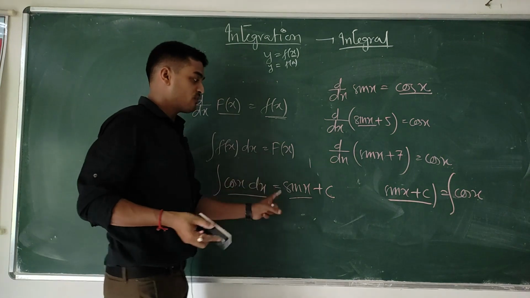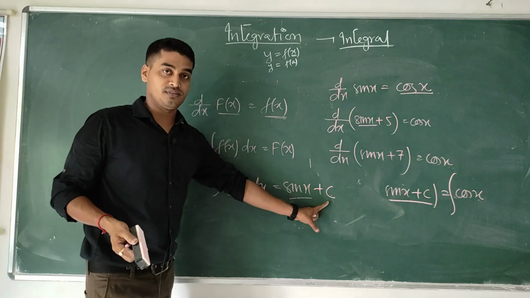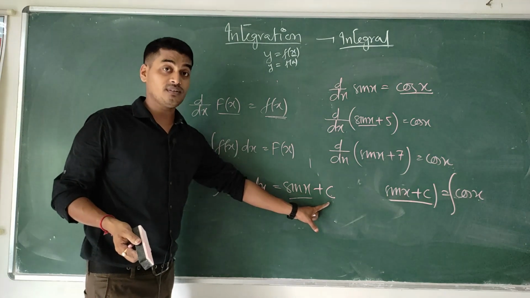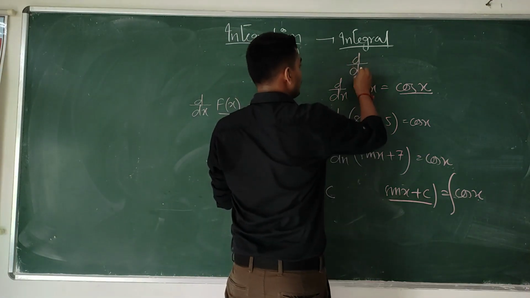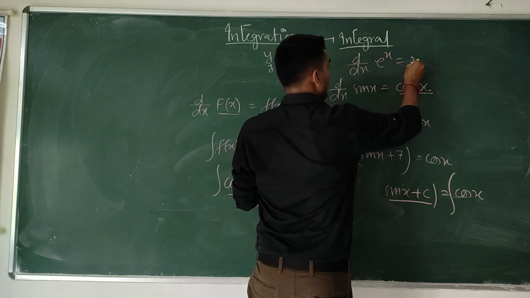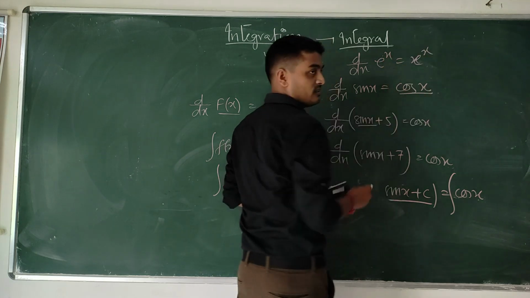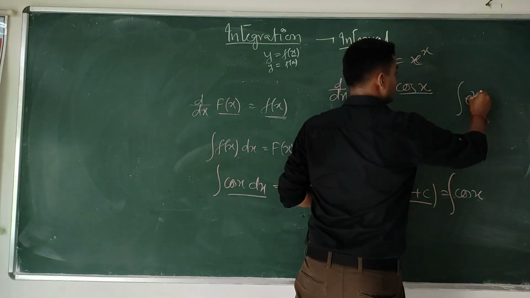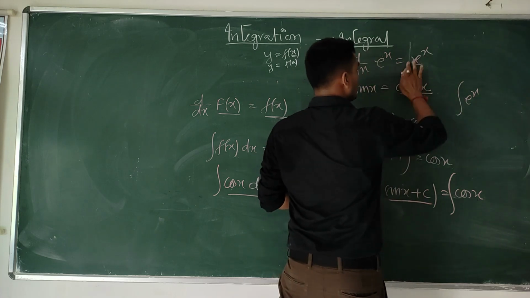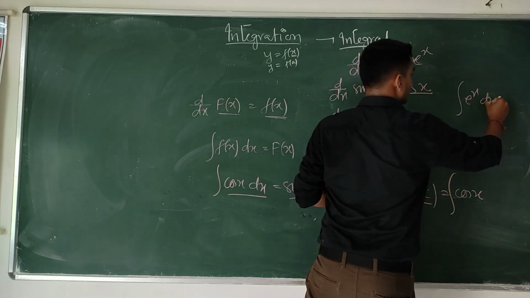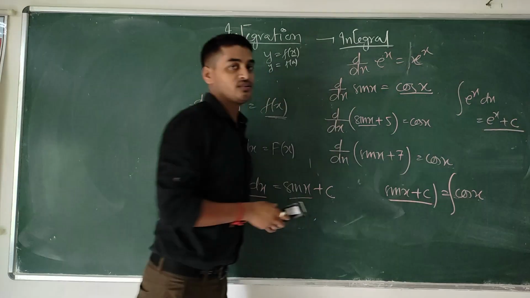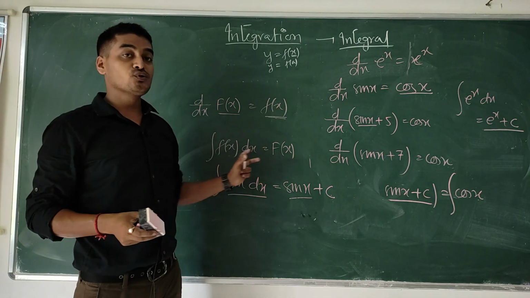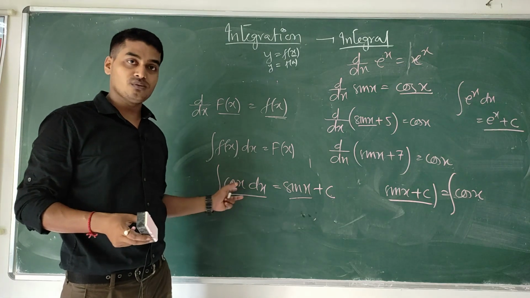That's why in case of integration you have to write down the constant of integration. This is totally reverse process. Do you know, suppose d/dx of e to the power x is what? e to the power x only. So integration of e to the power x means what? Remember, e to the power x dx is equal to e to the power x plus c. c is the constant of integration. That means after having the integration, you should write down the constant of integration always.